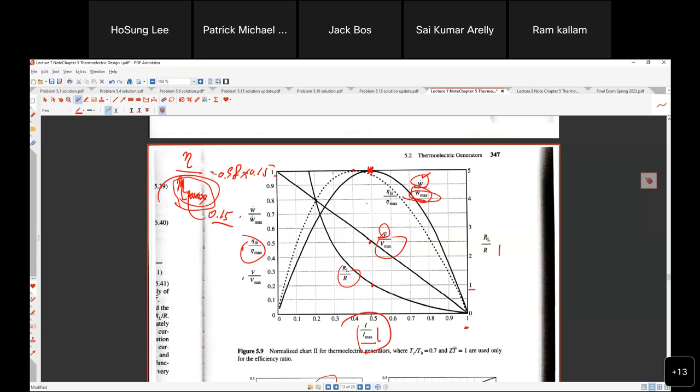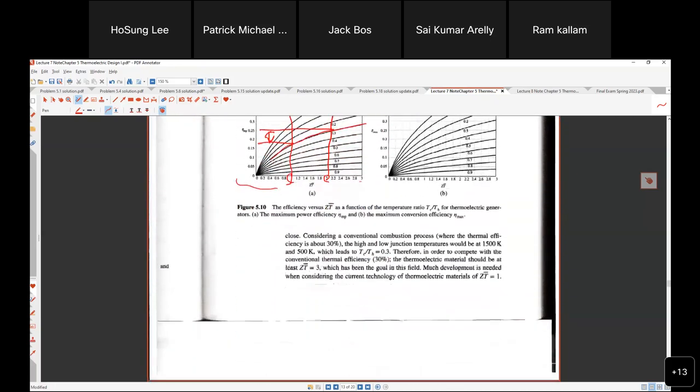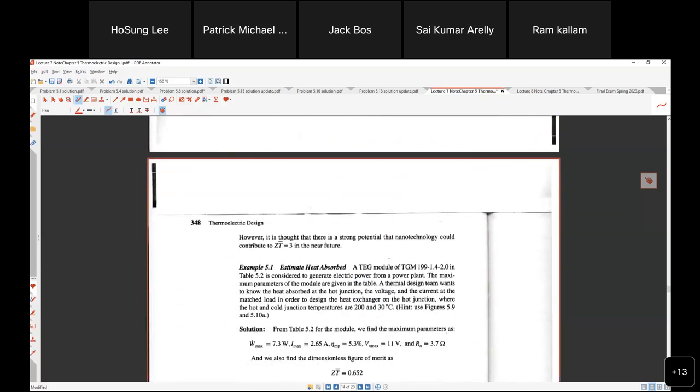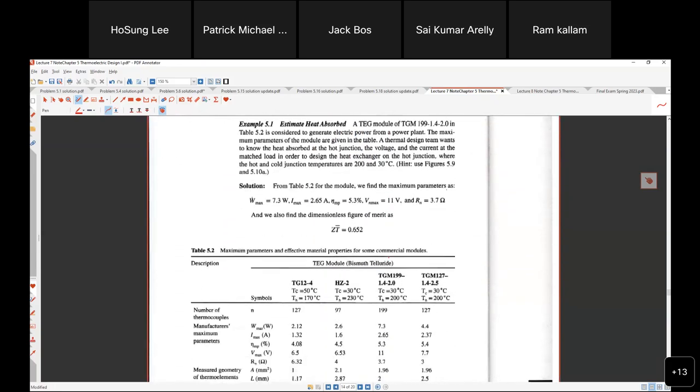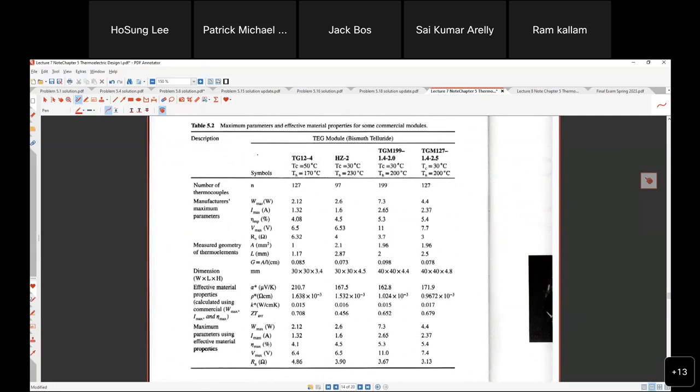But anyhow, this concept is something like that. So you can figure out what's going on. And then there is a table. I think sometimes we use a table. This is a real value, real, commercial, whatever. And this is a real maximum value from commercial.